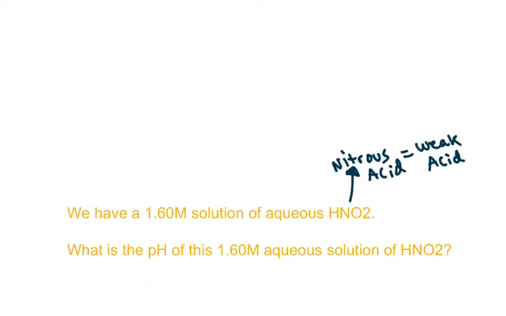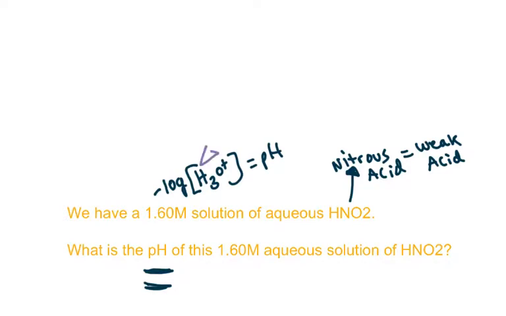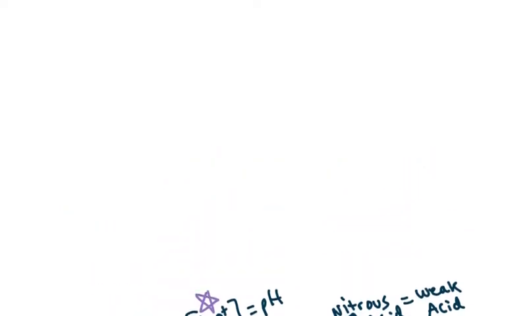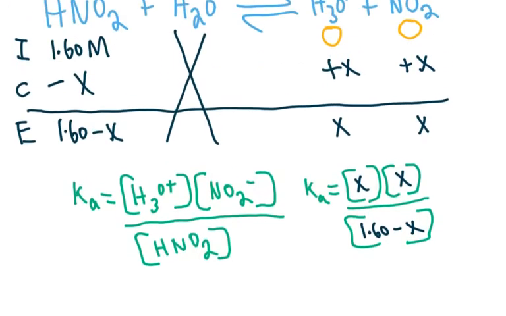The question asks, what is the pH? All right, and we know if we're working with the acid and we have to find the pH, we have to do negative log of our hydronium concentration, which will give us our pH. So our goal is to find our hydronium concentration. All right, so let's go back up and work towards our goal.